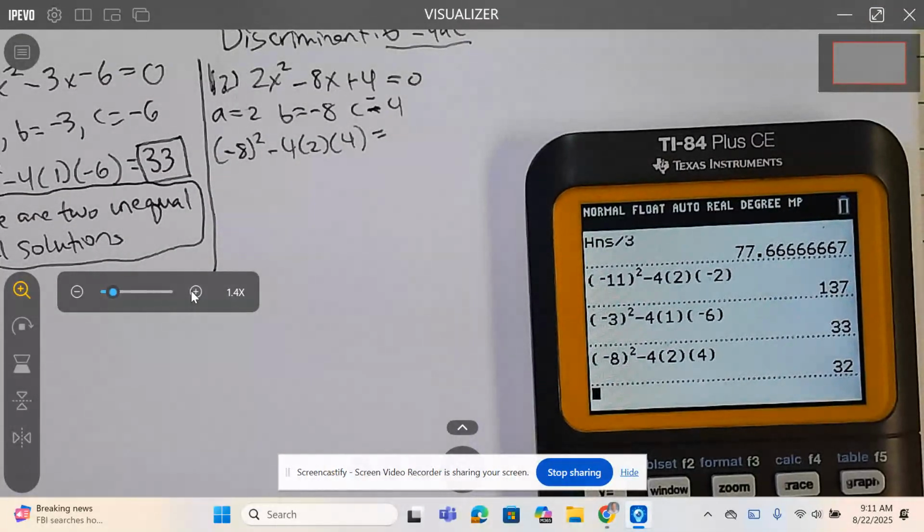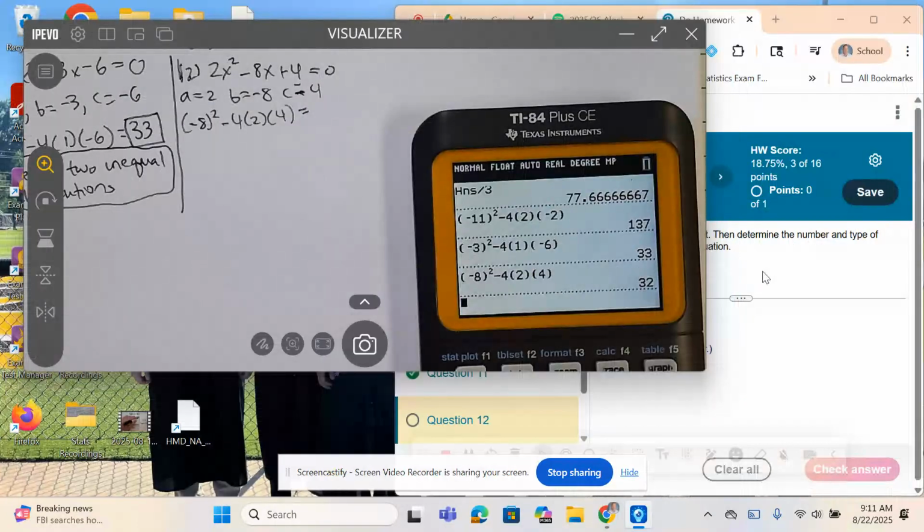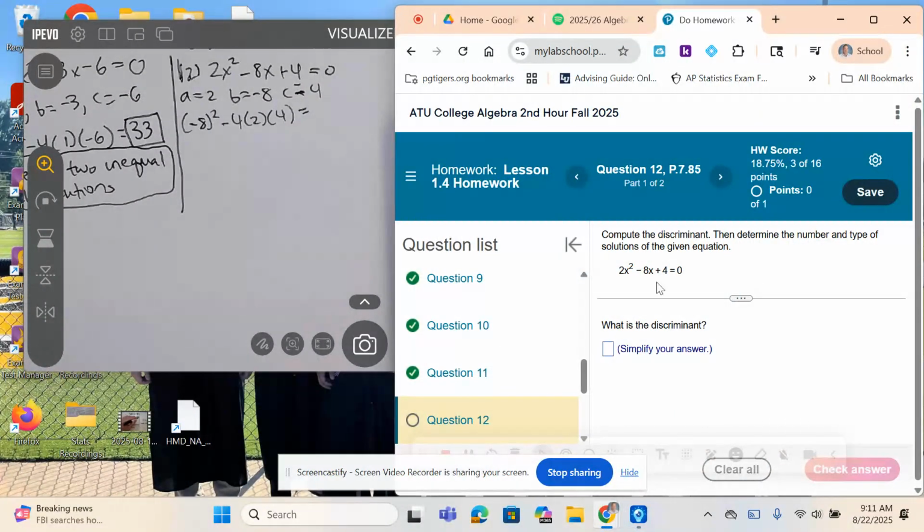Oh, I got another. I got it positive again. Yesterday I got a negative on this one. Did I copy the problem down right? Yes.